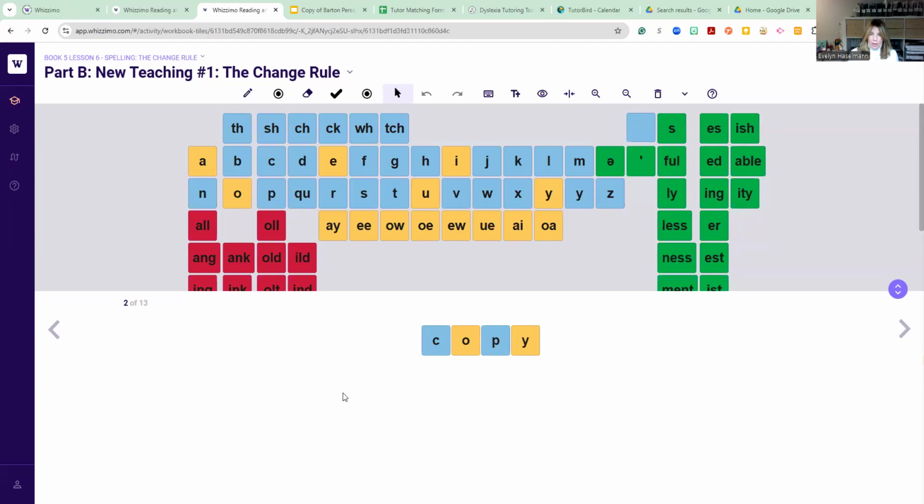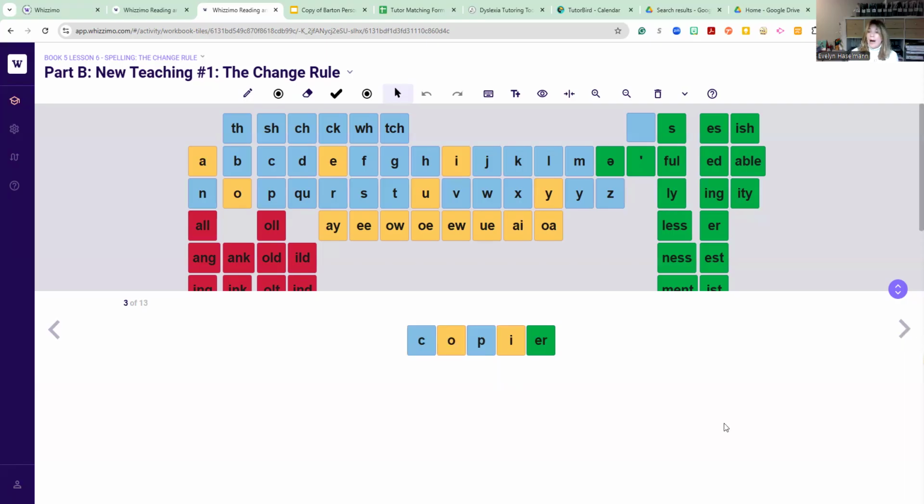Hello. So we are working on Barton level 5, lesson number 6. This is talking about the change rule. The change rule is going to apply to words that end with the letter Y. So we take the base word copy, and if we want to add a suffix to it, no matter what kind of suffix it is, whether it is a consonant suffix or a vowel suffix, you're going to change your Y to an I. So we can see that in a word like copier, base word copy.